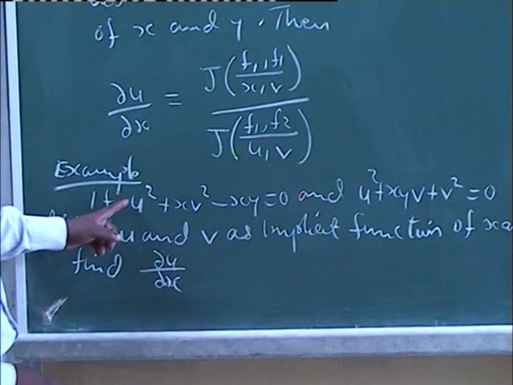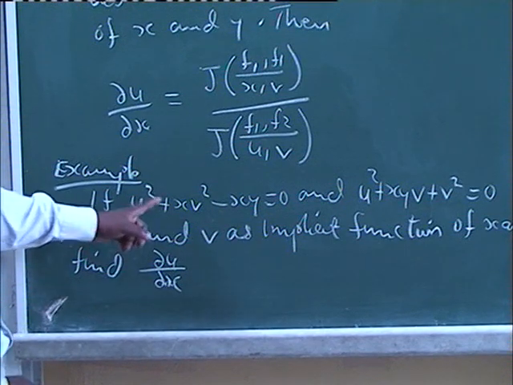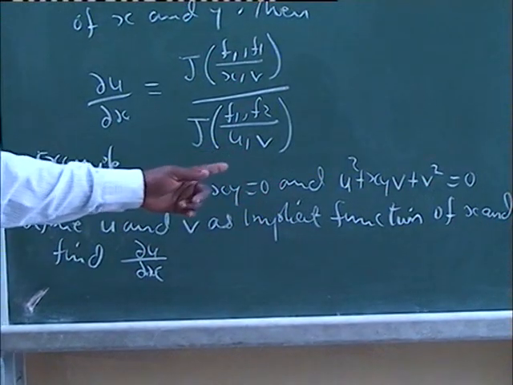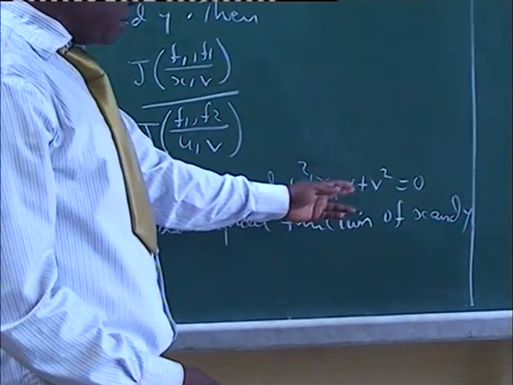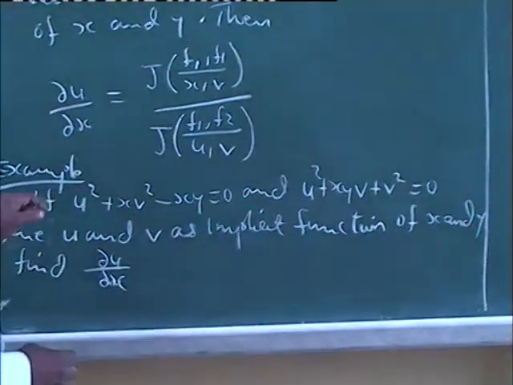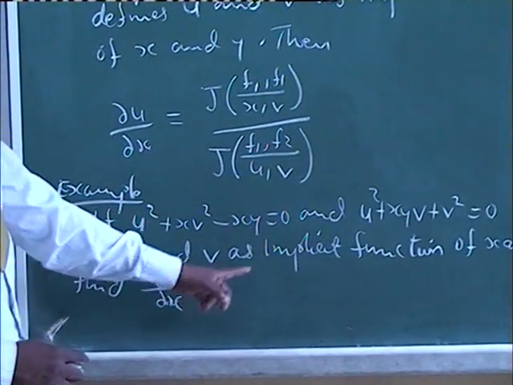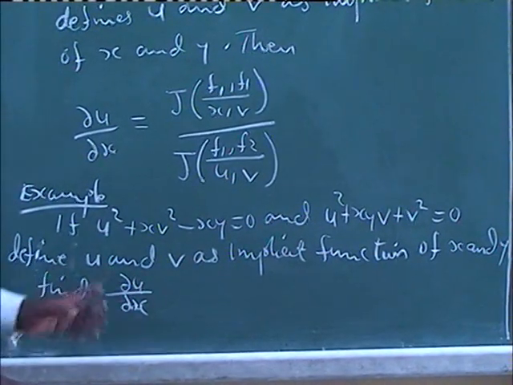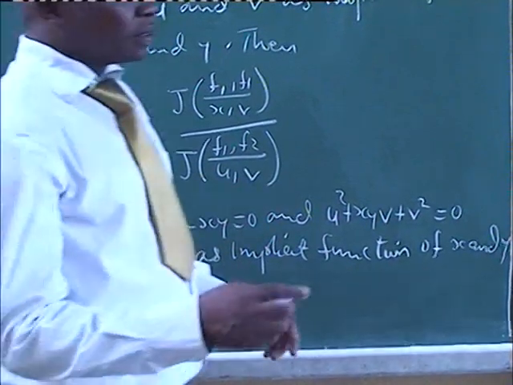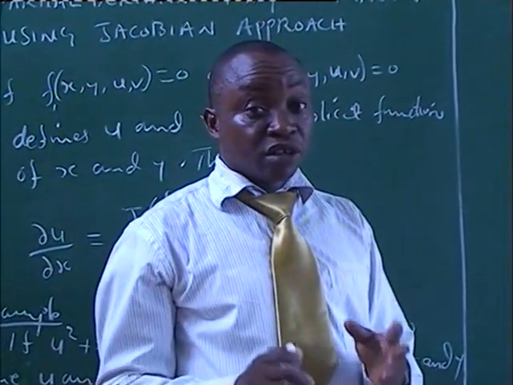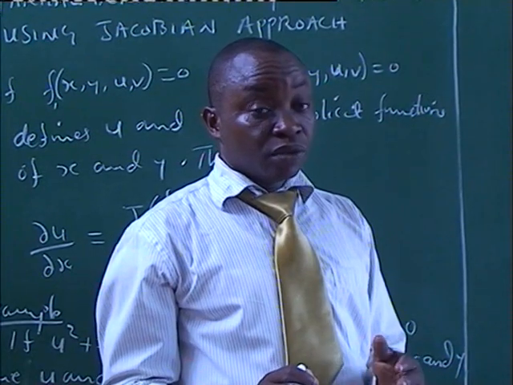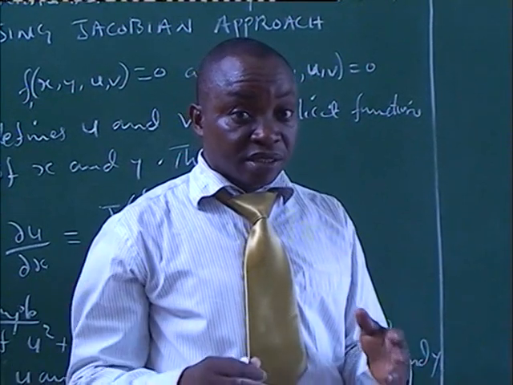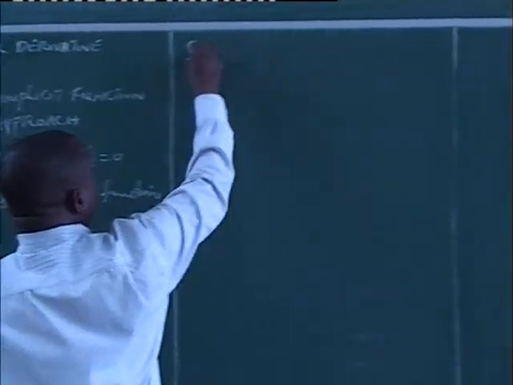Now we'll look at this example. If u squared plus x v squared minus xy equals 0, and u squared plus xy v plus v squared equals 0, define u and v as implicit function of x and y, we're going to find partial u partial x. Now remember that this one we are using Jacobian approach. So we have other approaches which we have already dealt with still in this package. The solution.